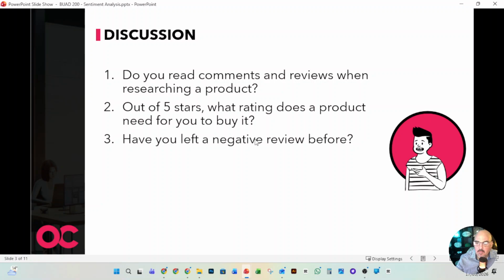Couple of questions to think about for this week, guys. Essentially, when we're talking about sentiment analysis, we're talking about how people react to various companies, to products, and what type of feedback they put online. So, first question here is, do you read comments and reviews when researching a product? So if you're looking for something to buy, do you look at people's feedback? Do you look at the comments that they make about it? Does that influence your perception?